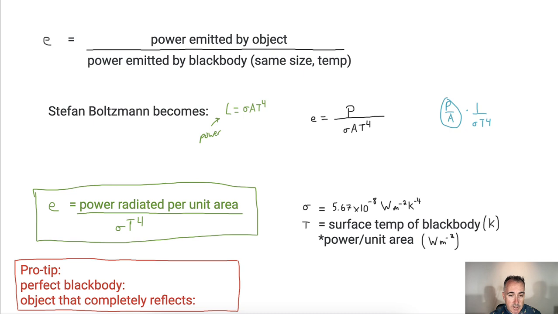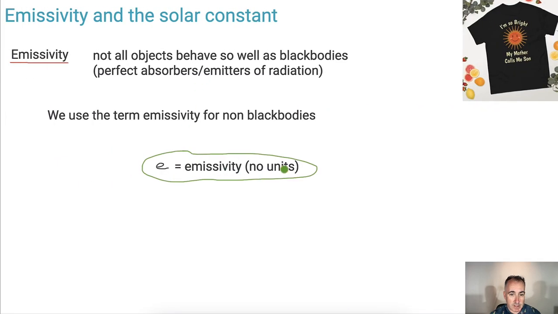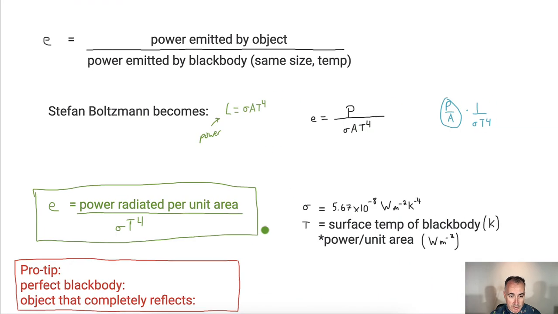Now, if you look carefully at the units, they all cancel out. You have sigma on the bottom, and power per unit area on the top, and those cancel out. And you've got Kelvin to the minus 4 over here, but of course you've got Kelvin to the 4th, so they cancel each other out. In other words, emissivity has no units. You can see why, because all the units cancel out. So what does this mean?